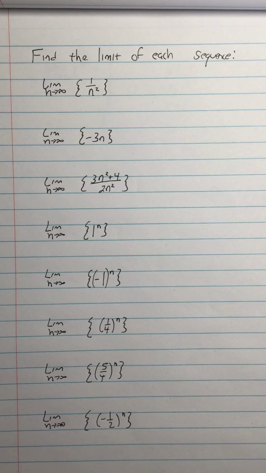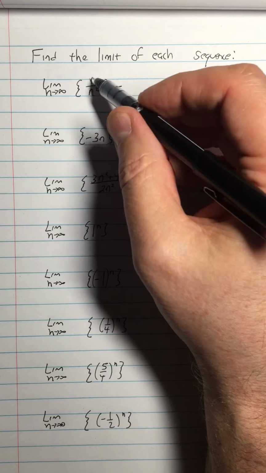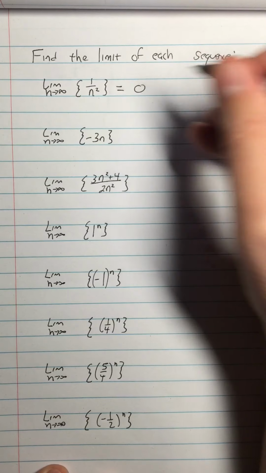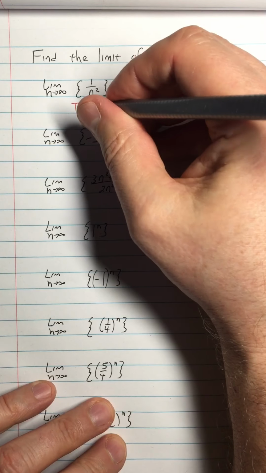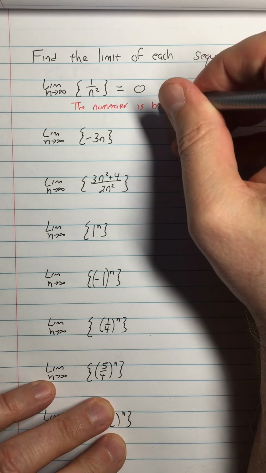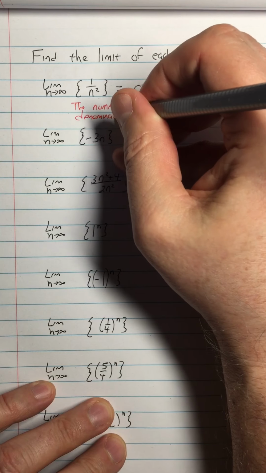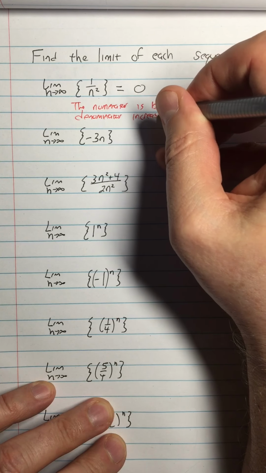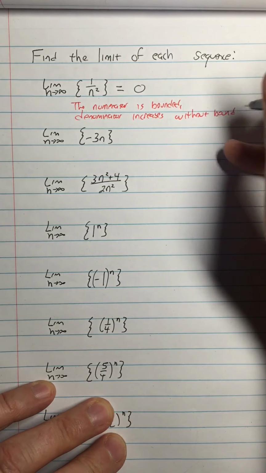All right, so now we're just going to state the limits of some sequences. You don't have to justify these with a lot of statements. You can just mentally say if the numerator is bounded and the denominator expands without bound, then that limit is going to be 0. If you really want to write a justification, the numerator is bounded and the denominator increases without bound. All right, that's how you would justify that, but you probably don't have to.